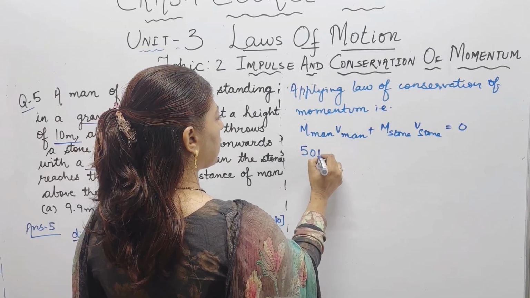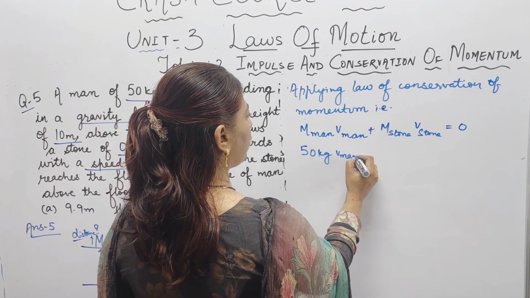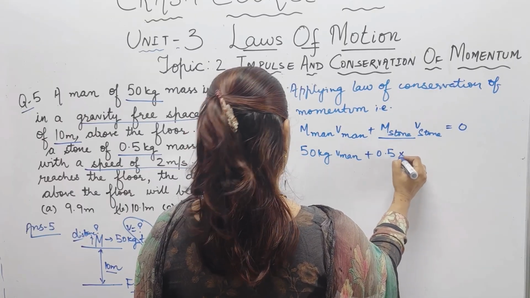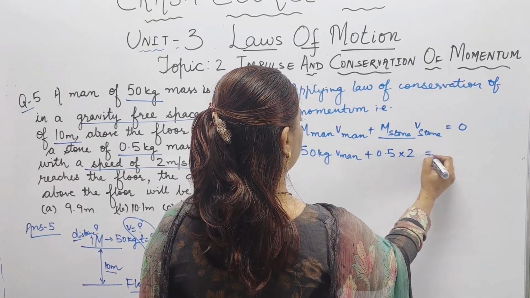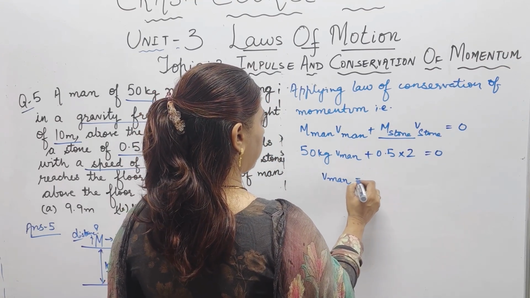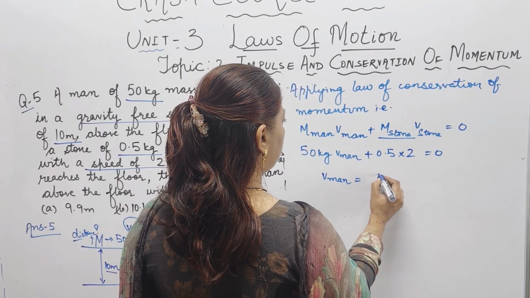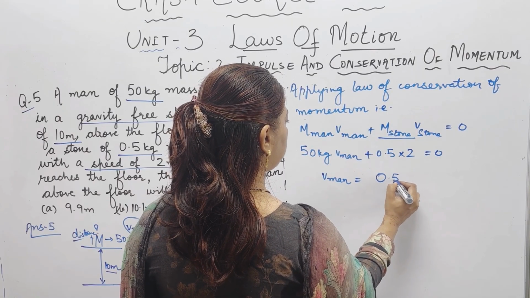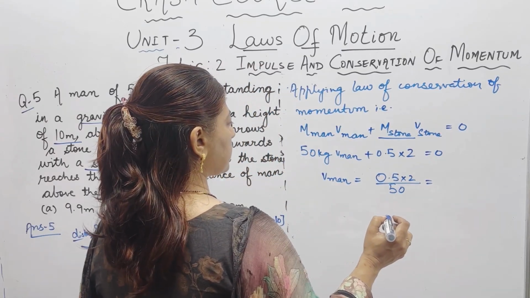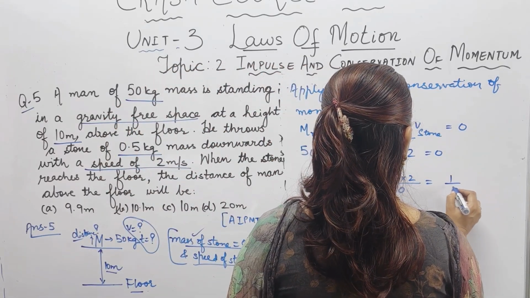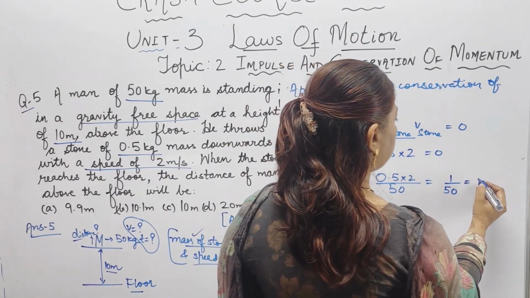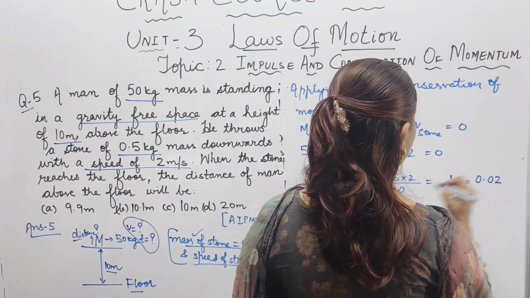Mass of man is 50 kg. Velocity we don't know. Mass of stone is 0.5 and the velocity is 2. So velocity of man is equal to 0.5 into 2 by 50, and the value comes out 0.02.